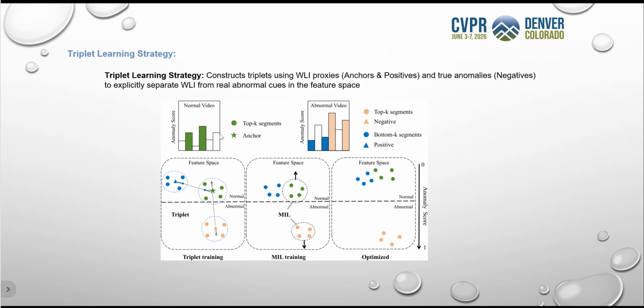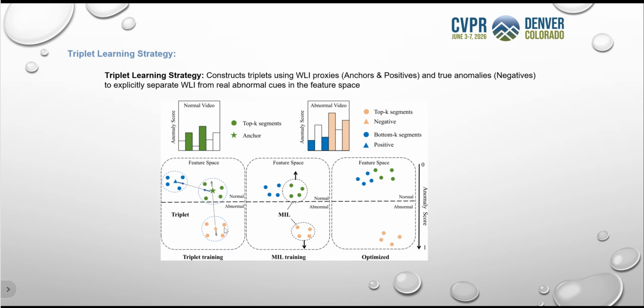We select low anomaly scoring segments from abnormal videos. These are highly likely to be the normal background parts of those videos. We select high anomaly scoring segments from abnormal videos, which reflect the truly anomalous content. Here is the beauty of our strategy. Both anchors and positives are actual WLI segments.